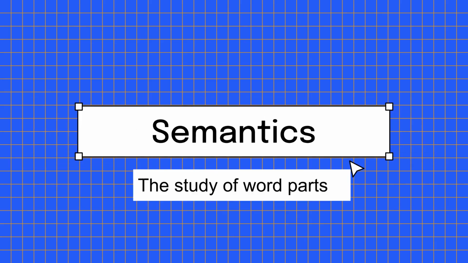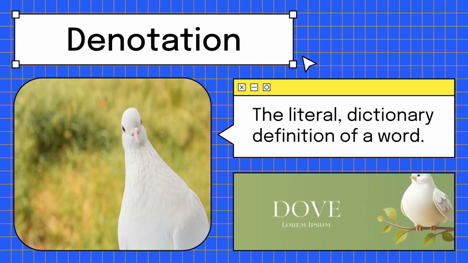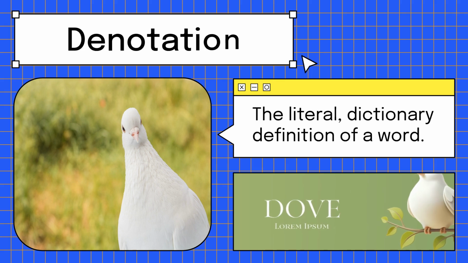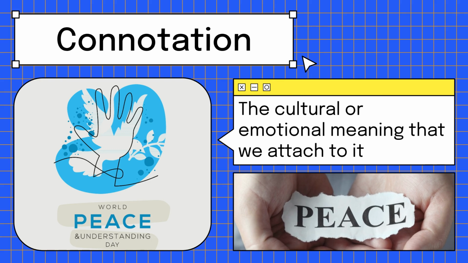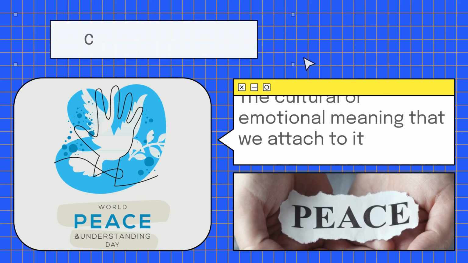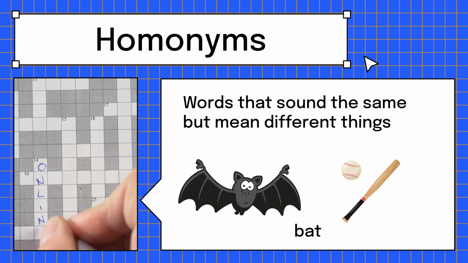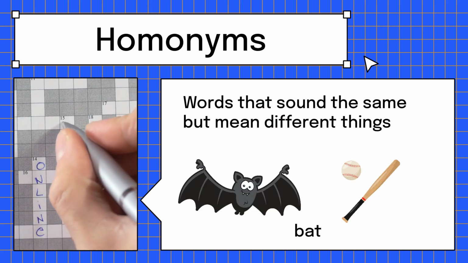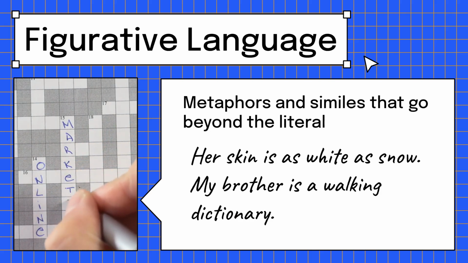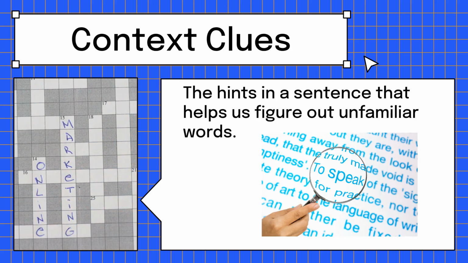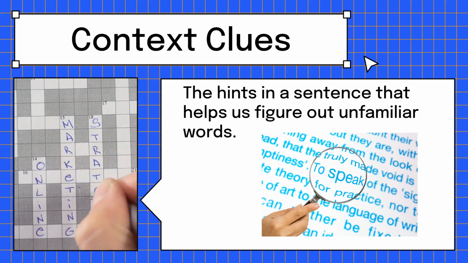Welcome to semantics, the study of meaning. Denotation is the literal dictionary definition of a word. A dove is a type of bird. Connotation is the cultural or emotional meaning we attach to it. A dove connotes peace. We also have words with multiple meanings, polysemy, words that sound the same but mean different things, homonyms, and beautiful figurative language like metaphors and similes that go beyond the literal. And don't forget context clues, the hints in a sentence that help us figure out unfamiliar words.